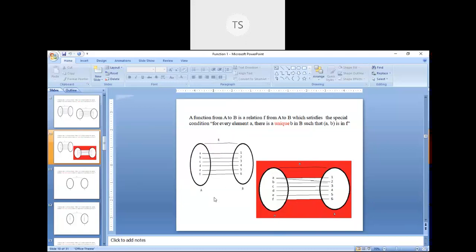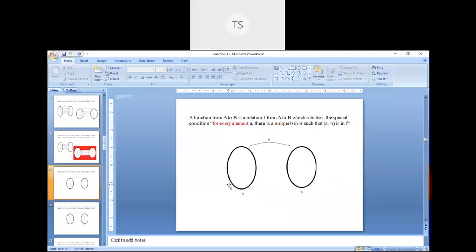So always remember this: every element must have a unique image. Your diagram will be in this form, so from a there is only one arrow mark to any element of B. Here from a there are two arrow marks, so that's why it is not a function. But in the first image, a has only one arrow mark to a particular element in set B, so that's why it is a function.